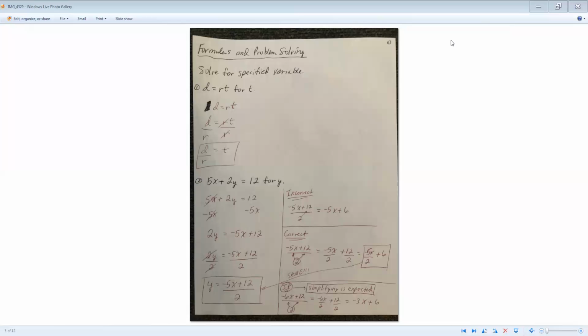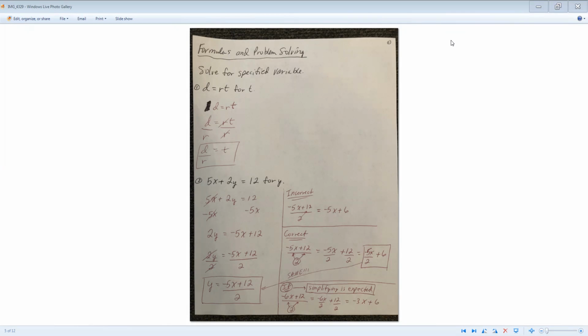This video is on formulas and problem solving. First, we're going to look at solving for a specified variable. Whenever you solve for a specified variable, you want to get that variable by itself. We're not necessarily looking to get a variable and solve it for a number. In other words, x equal to 2.